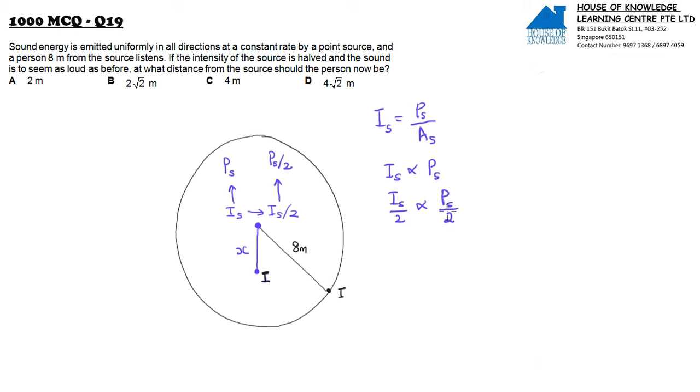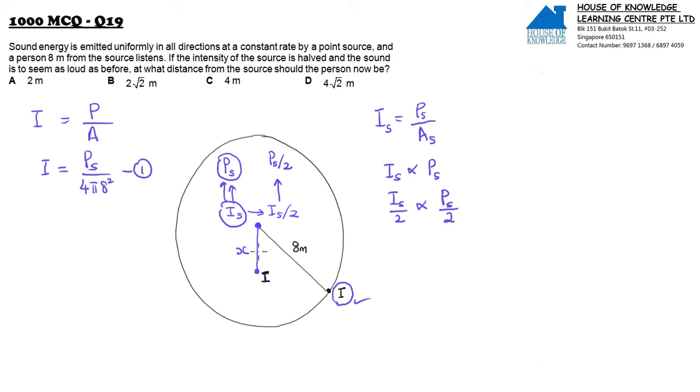Alright, so let's look at the first case, when the intensity of the source is still IS and the intensity at the distance of 8 meters is I. We cannot use the intensity IS here, we have to use PS. We know that intensity is power over area. So the intensity at this position, I, is the power of the source divided by the total area, because the power of the source is equally distributed over this whole big area, and this whole big area is 4 pi r square. This is the intensity at this position.